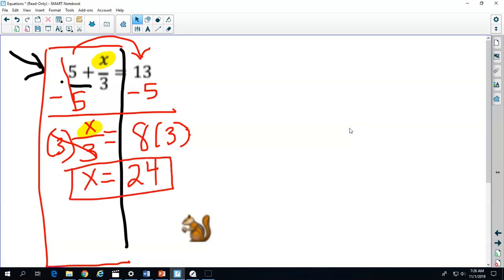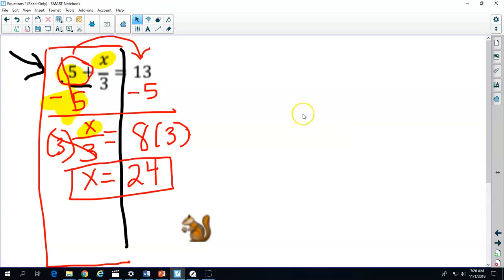And this is an example of an equation where you have the 5 coming before the variable, but you're still adding it, and it's a positive, so you're going to subtract it. So because the 5 is a positive, that's why you're adding a negative 5.